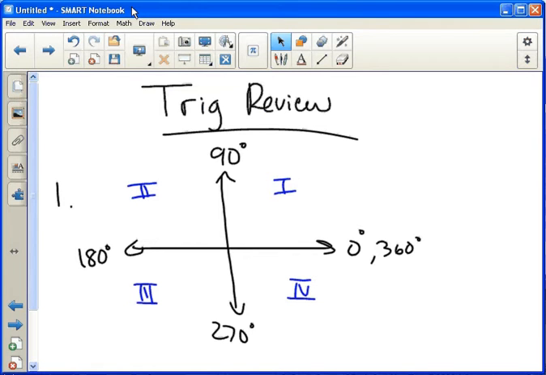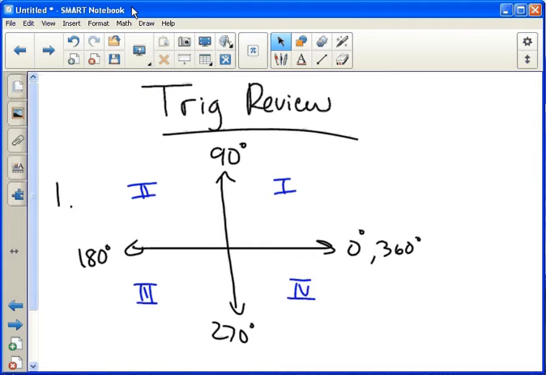We're at part 7 of the review of 8, so we're almost done. Trig review. The first question asks us, what quadrant would the angle 155 degrees lie in? So we need to figure that out.